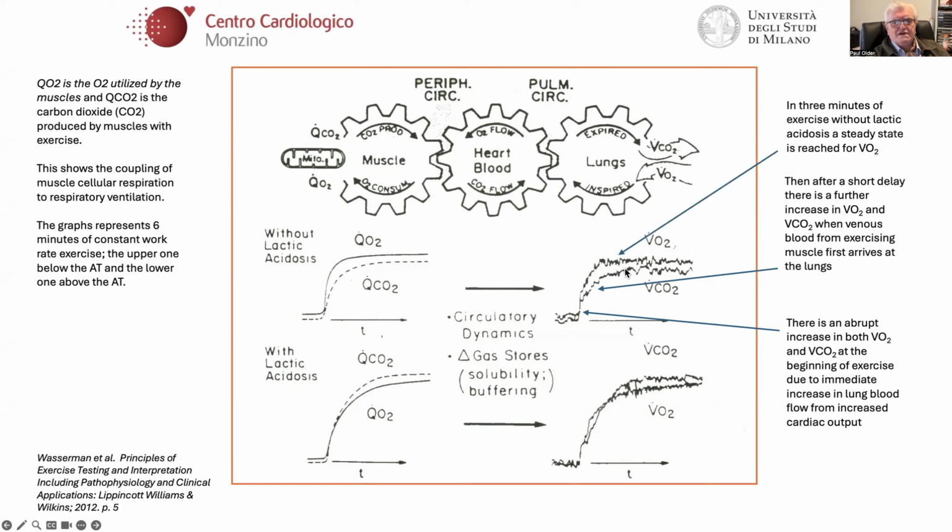In about 3 minutes of exercise below the anaerobic threshold, the VO2 forms a plateau. It takes about 3 minutes. No such plateau occurs with a constant exercise test over the lactic acidosis or anaerobic threshold.